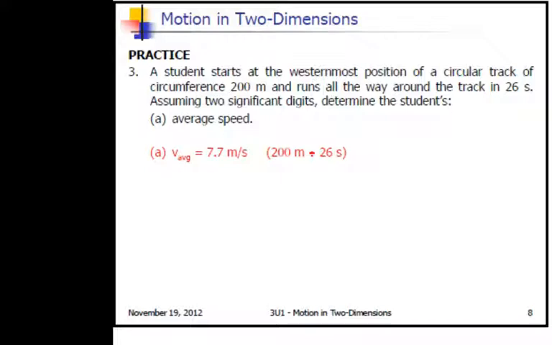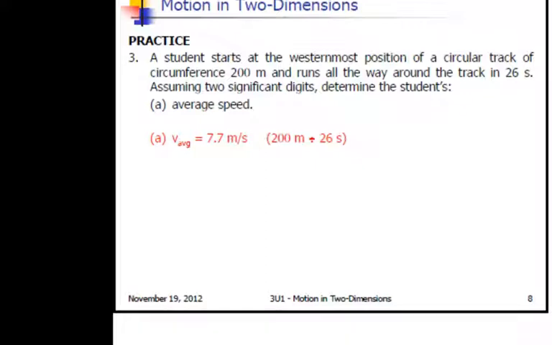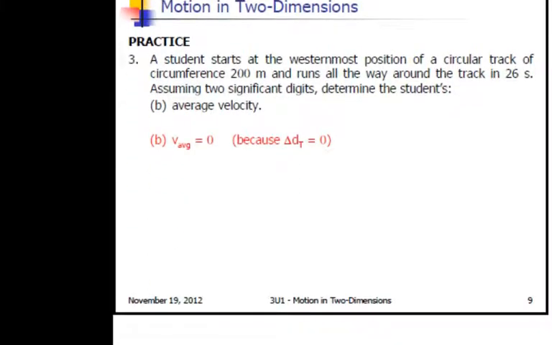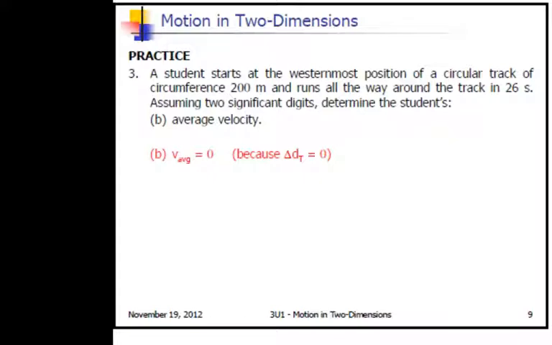Another question. The student starts at the westernmost position of a circular track with a circumference of 200 meters. They run all the way around the track in 26 seconds. Assuming two significant digits, determine the student's average speed. Well, if they've traveled 200 meters around a track in 26 seconds, we just divide those to get 7.7 meters per second. That's rather easy. Their average velocity, though, is dependent on their displacement over the time. So this would essentially be 0 over 26. And because 0 divided by anything is 0, the average velocity is 0.